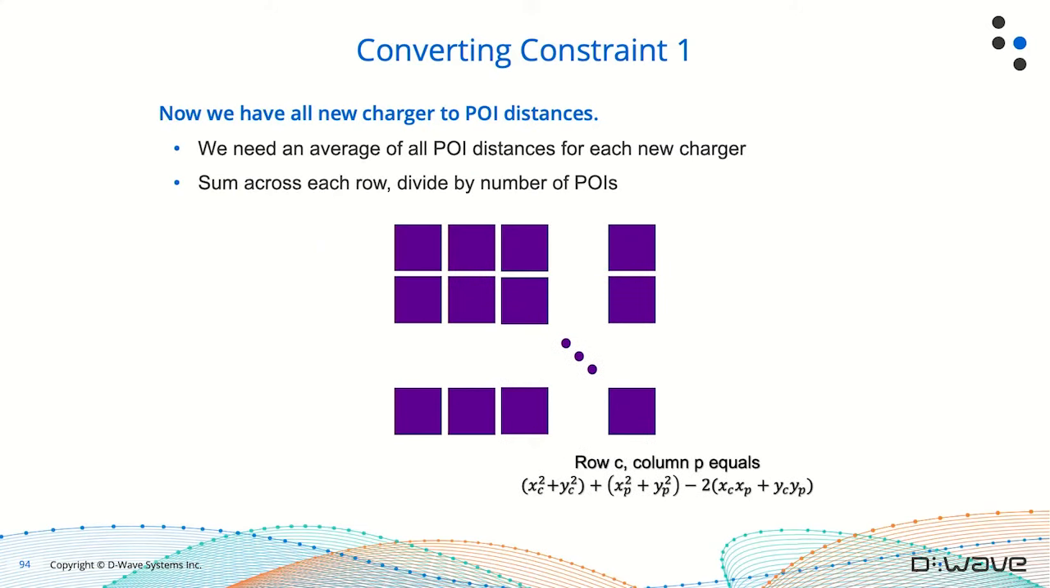All right, so now we just have these distances. So we have distances from every new charger to every point of interest. We need an average from every charger to all points of interest. So how are we going to do that? We're going to sum across every row. We have a row for each charger, sum across each row, and then divide by the number of points of interest that we have. That was an input to the problem. We knew for the example plot that I showed you, there were 3. So that's just a constant number.